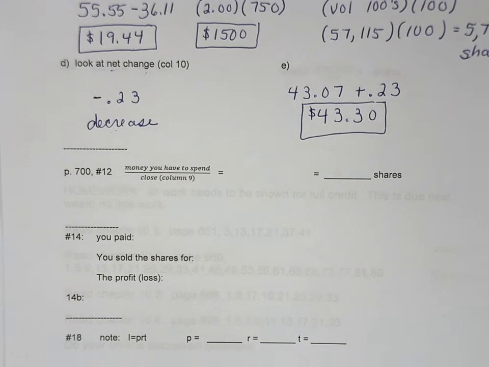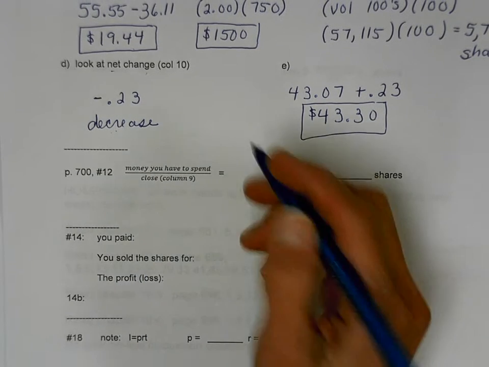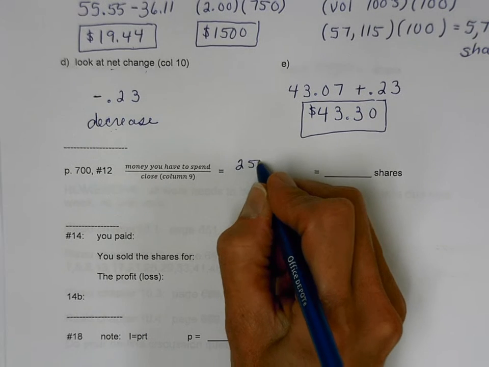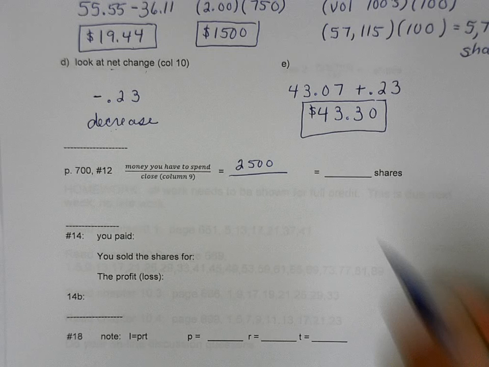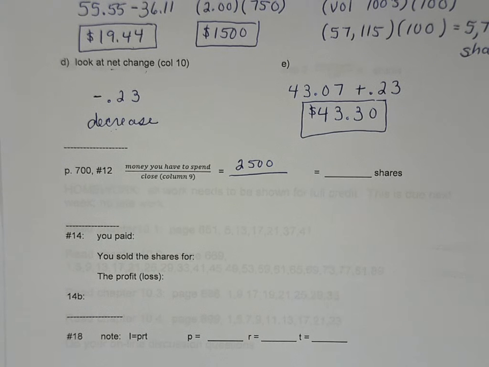Okay, now to do this problem, hold on, I got to read this again. At the closing price per share of the General Corp, how many shares of the stock can you purchase for $2,500? Okay, the way you do this problem, the money you have to spend, we're going to divide that. So we have $2,500 to spend, and we're going to find out how much these stocks were the day before. So we have to look at the closing value. So look at column 9.